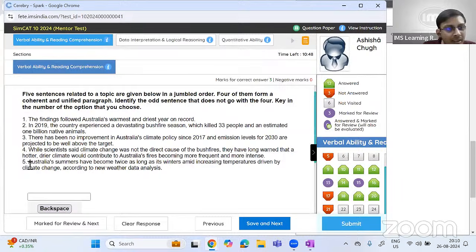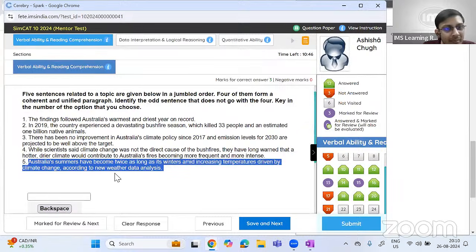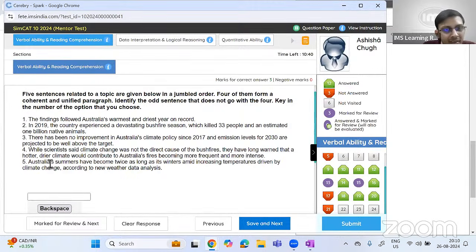So if I try to make the paragraph, the fifth one will clearly be the first sentence, introducing Australia and the climate change issue. After the fifth, the new weather data analysis, so that is connected to the findings. Okay, so 5 and then 1. Findings: driest year on record. Then the second point, bushfire, and the fourth point, bushfire. Okay, then second and fourth seem to be connected.